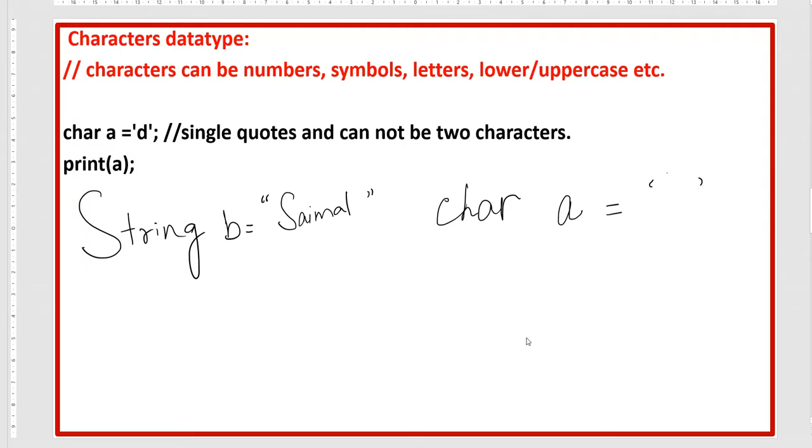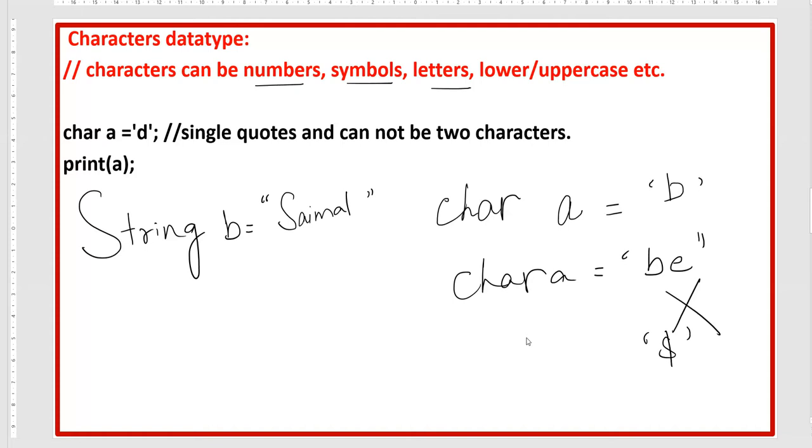But for a character, you have to write down only one letter, one number, or one symbol. It cannot be 2. So here I have mentioned in the comment, characters can be numbers, symbols, letters, lowercase, uppercase, whatever, but in single quotation marks, and cannot be 2 characters. You cannot write char A is equal to B or E. No, you have to write down only one character, maybe a $ sign, maybe 1 or whatever. A string you have to write in double quotation marks, a char you have to write in single quotation marks.